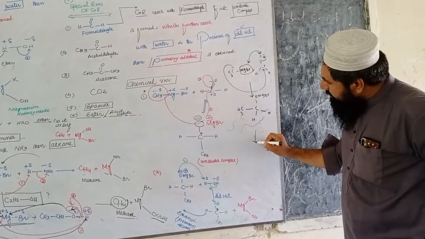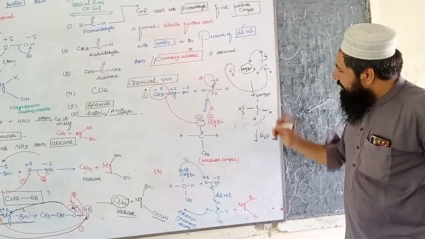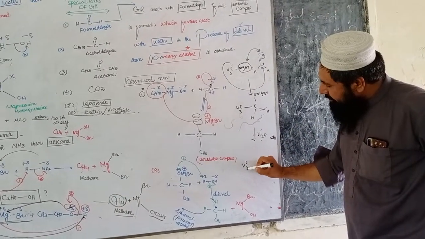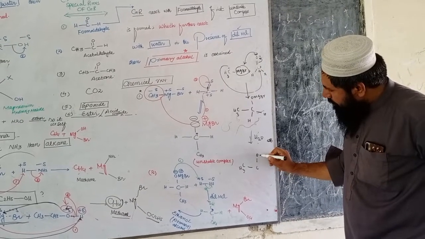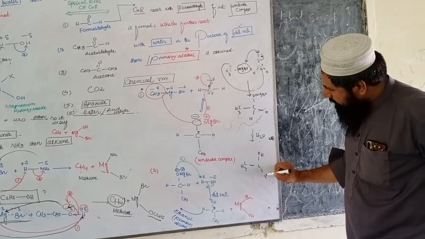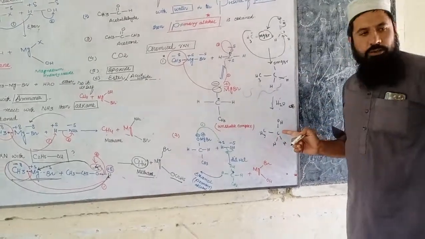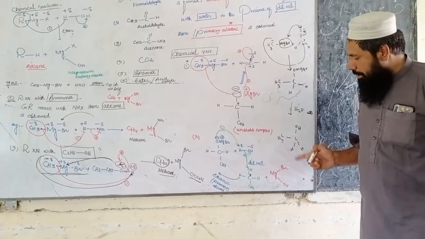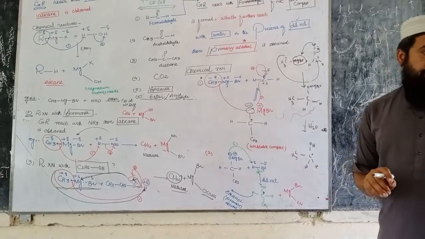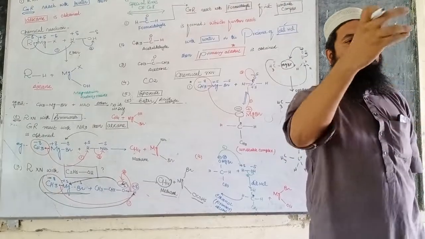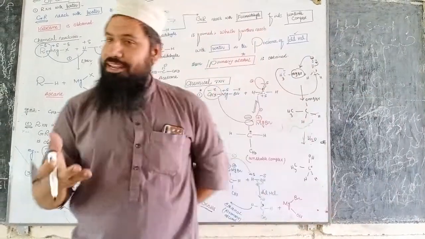When you hydrolyse it, we get this: CH3CH2OH. So which alcohol is this? Which alcohol has formed? Primary alcohol, because this is the primary carbon. What is a primary carbon? That carbon which is further attached to only one other carbon is known as a primary carbon.